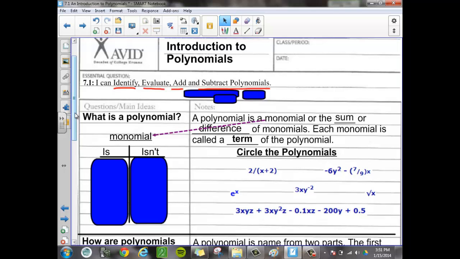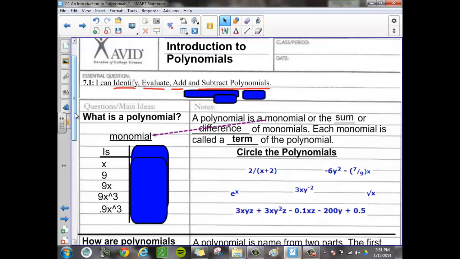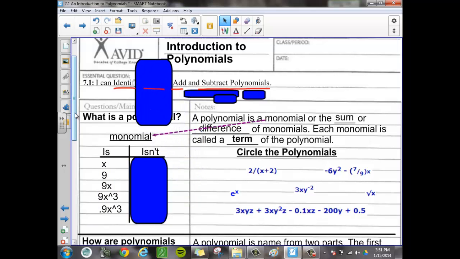So what is a monomial? Well, let's look at what is and what isn't a monomial, and then we'll use that to figure out what polynomials are. Well, first we have x as an example of a monomial right here. This is a monomial, and 9 is also a monomial. 9x, actually, if you multiply 9 times x, that's a monomial as well. 9x to the third power is a monomial, and even if you have a decimal in there, 0.9x to the third power, those are all monomials.